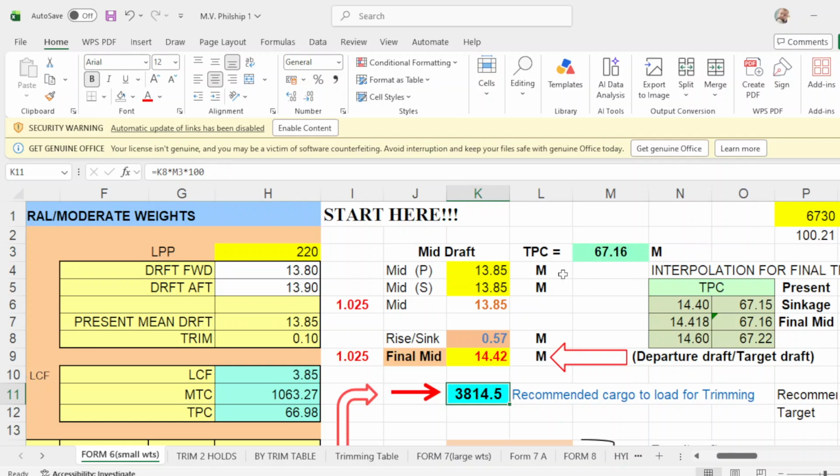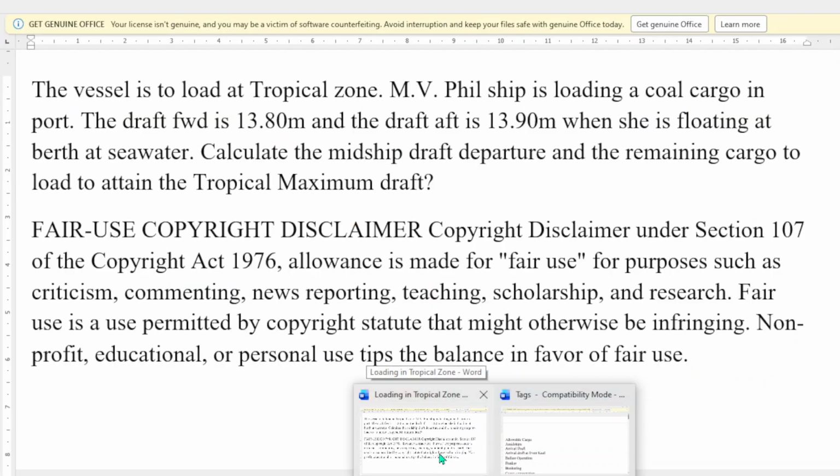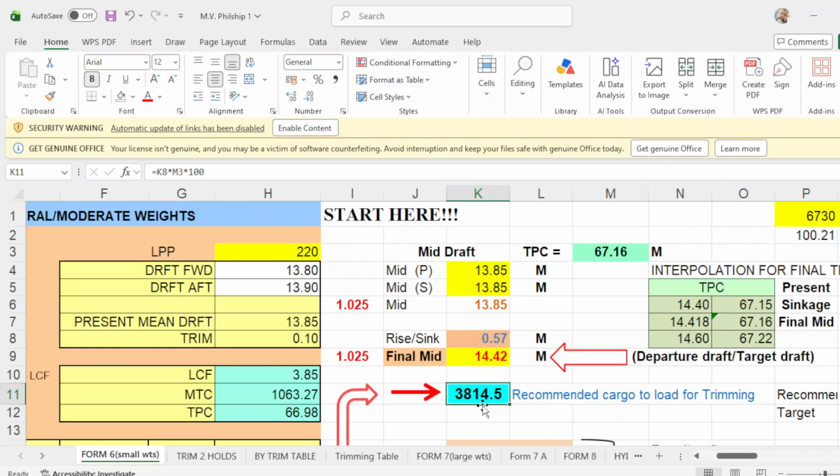How did you get this TPC? For your final departure draft, you interpolate the TPC of your departure draft, which is 67.16, which is this one. Is that correct? Between 13.80 and 13.90. So this is your remaining cargo to load. Again, sinkage times your TPC times 100 is 3815. Okay, so you scroll down.